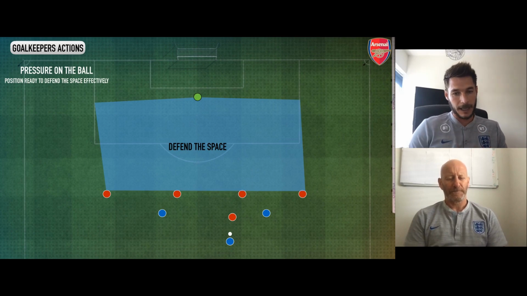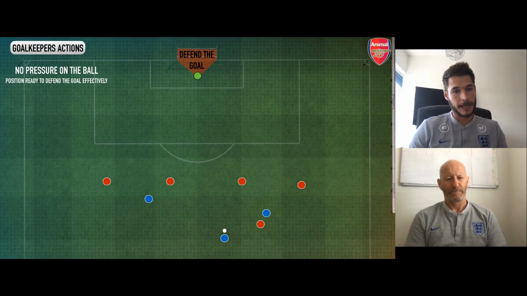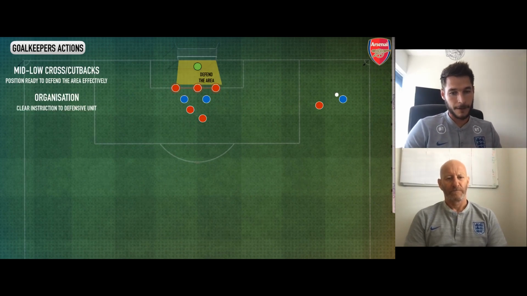So you can see there that there's not going to be a direct shot. There's a high line. If we're going to play that way, the goalkeeper needs to be in relation to that back line, ready for any ball that's played into that space. On the flip side of that, if there's no pressure on the ball, we need to be in a position ready to defend the goal effectively. So there's the transition between the two and recognising that early enough.